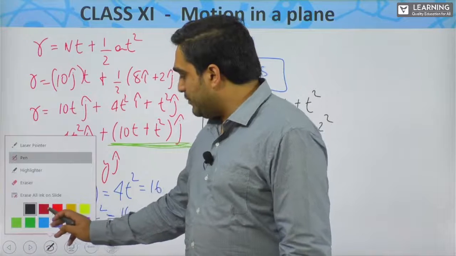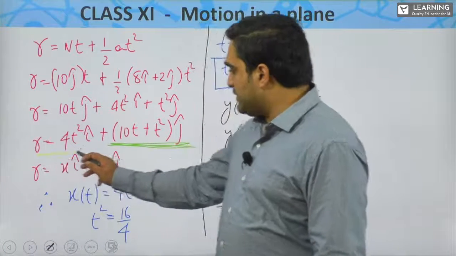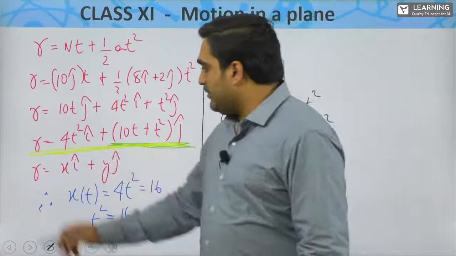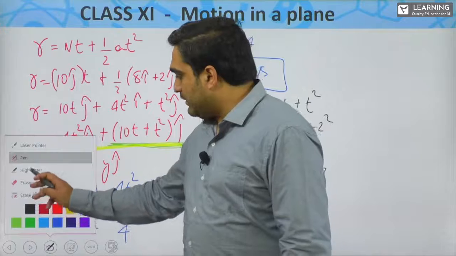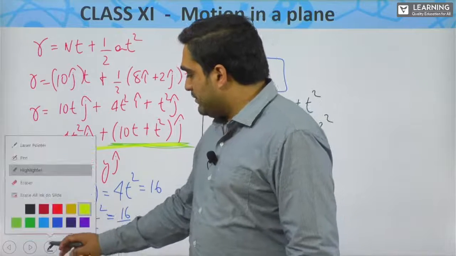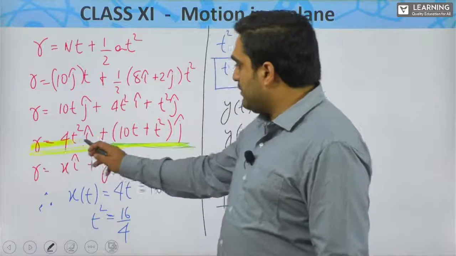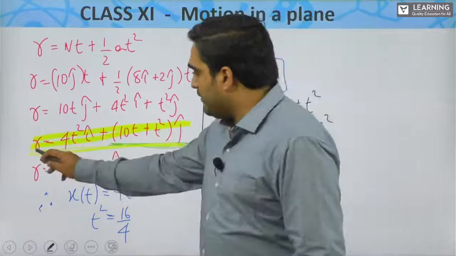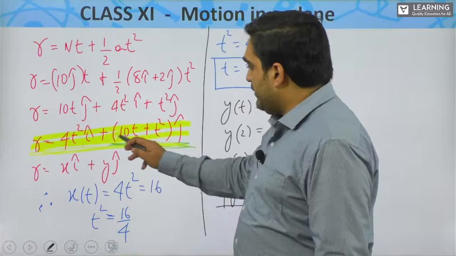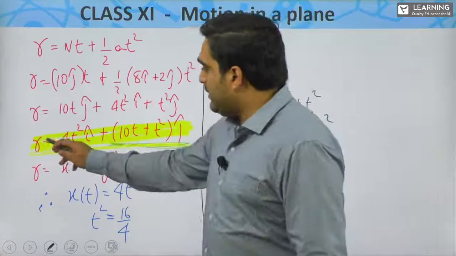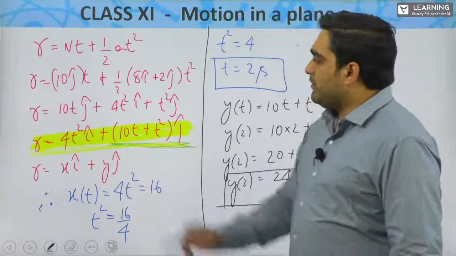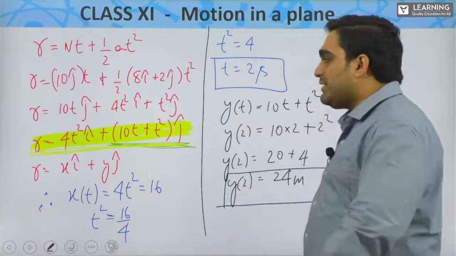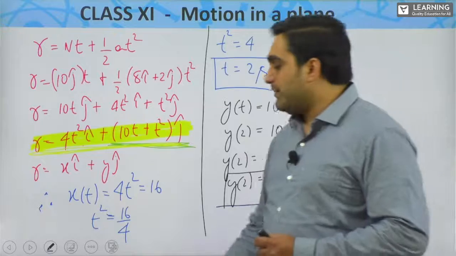Let me highlight it for you once again. This is the displacement of the particle. Oh, I have a highlighter. I could use a highlighter. Correct. This is the displacement of the particle. Not bad. Hey, I could highlight. Displacement of the particle, r vector, which is 4t square i cap plus (10t plus t square) j cap.